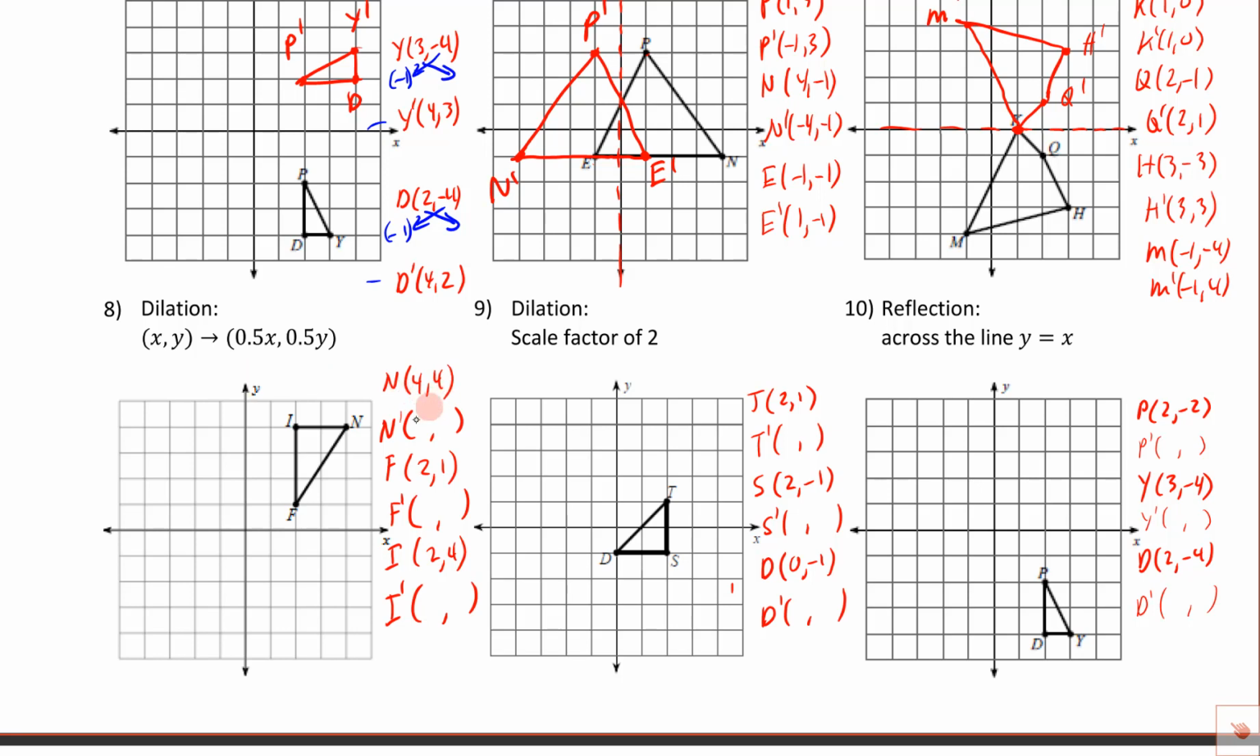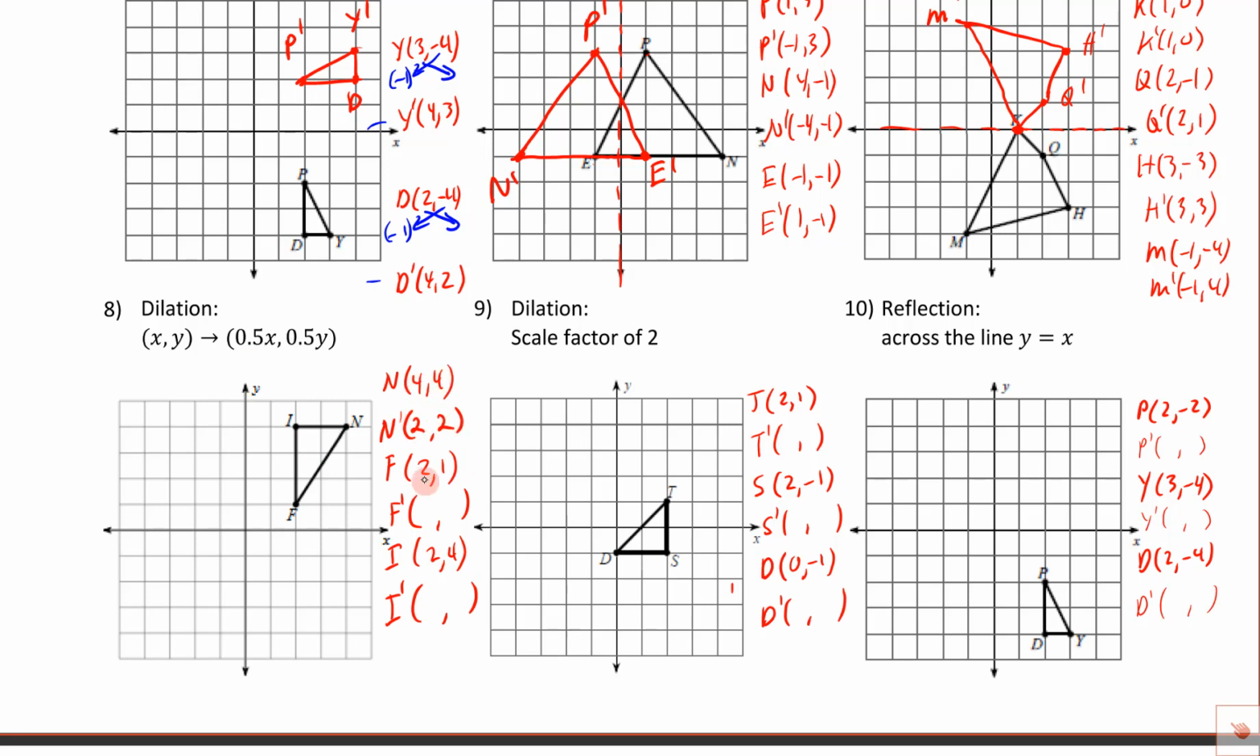So N is (4, 4), and N prime we get by multiplying by 0.5. If you want to use your calculator, go right ahead. We're basically doing 1/2 times each one of these. So we should know what we're looking for. This is going to take every coordinate and make it half the size of what it used to be. So this is going to shrink this down quite a bit because we're multiplying by a number that's less than 1. So half of this is 2.